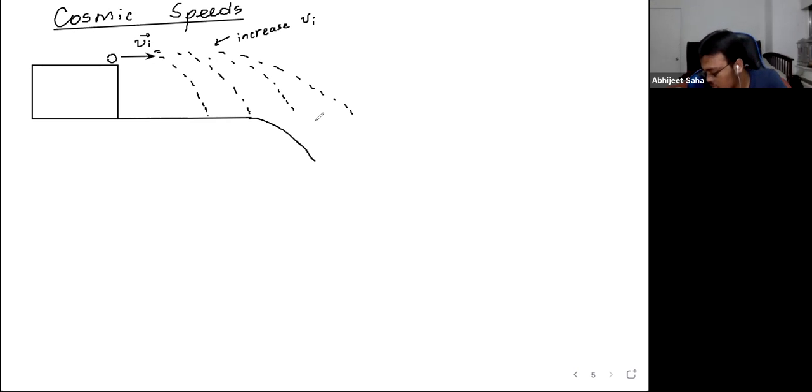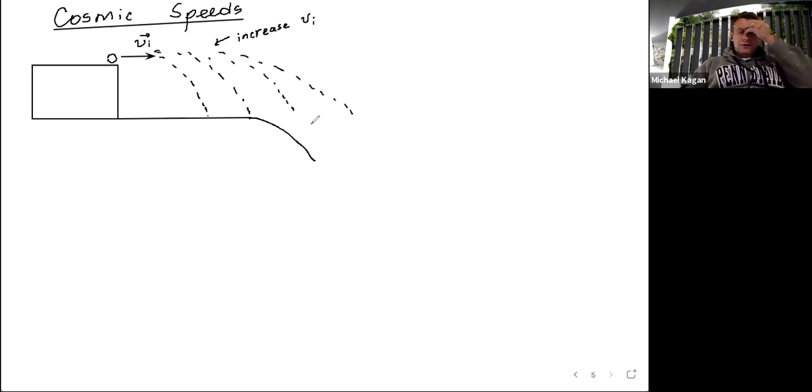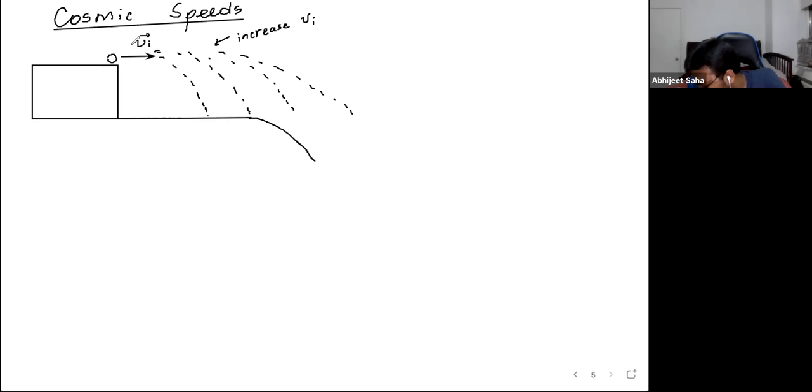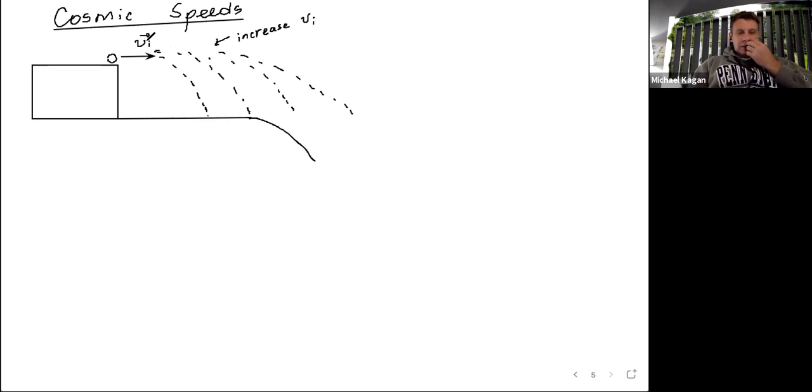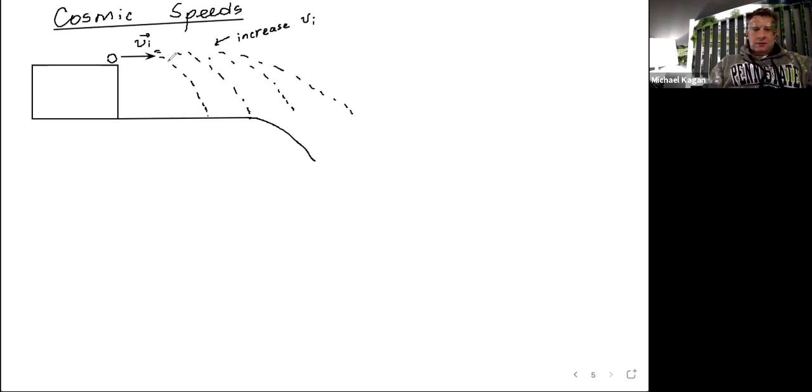Yeah. Okay. So what remains for us to do in the next few minutes is actually to quantify that. See exactly how fast the projectile needs to be launched so that this happens. The minimum speed that makes the projectile orbit the Earth is called the first cosmic speed.